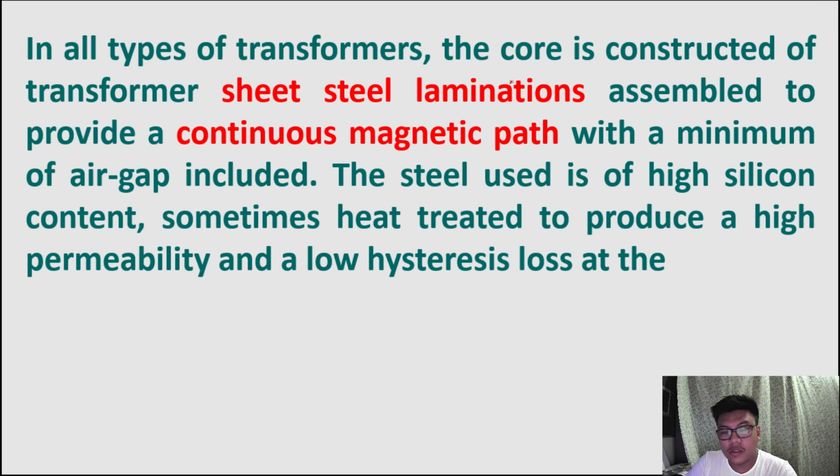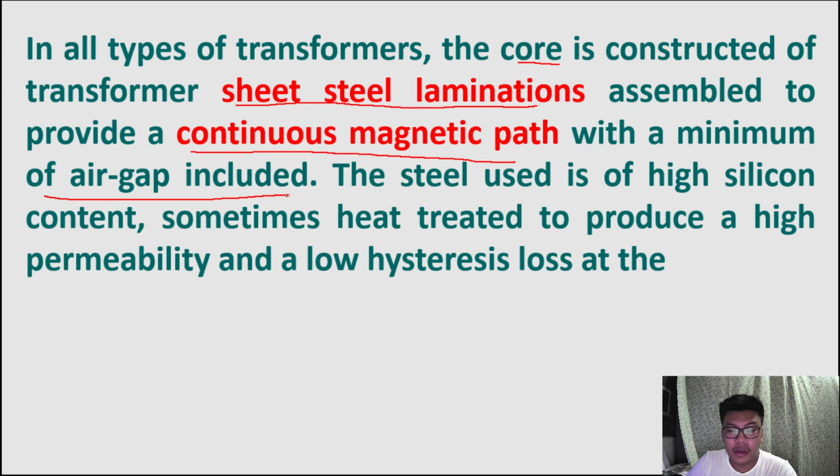In all types of transformers, the core is constructed of transformer sheet steel laminations, ano? Kagaya na nasabi ko, steel sheets, ano? Pinagdikit-dikit lang yung mga steel sheets para mabuo yung core. Assembled to provide a continuous magnetic path with a minimum of air gap included.